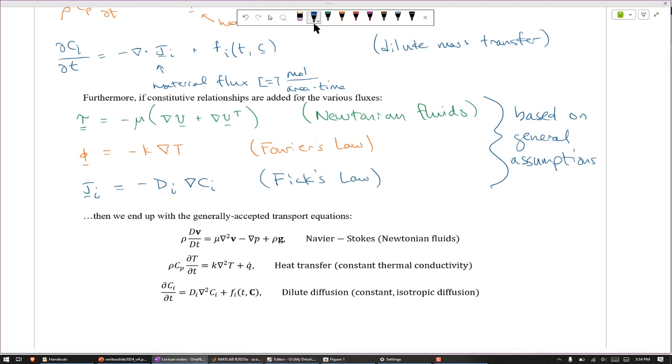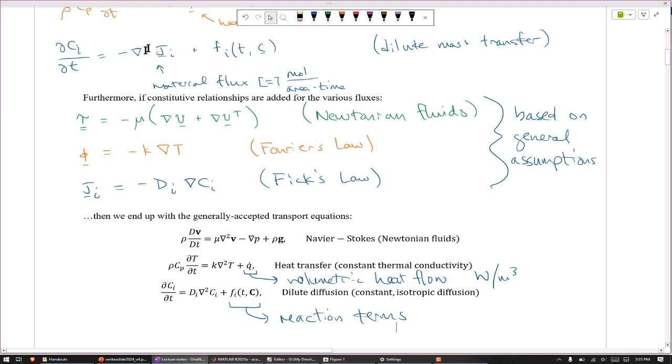Last thing before we go, don't pack up. In this heat transfer equation, this Q dot, this is a volumetric heat flow. That's in watts per meter cubed, right? It's on a per volume basis. And this F term here in your mass transfer equation, those are like reaction terms. So when you watch the screencasts about boundary conditions, etc., you'll need to know what a flux is, and a flux is assumed to be equal to minus D times your spatial gradient of your concentration.